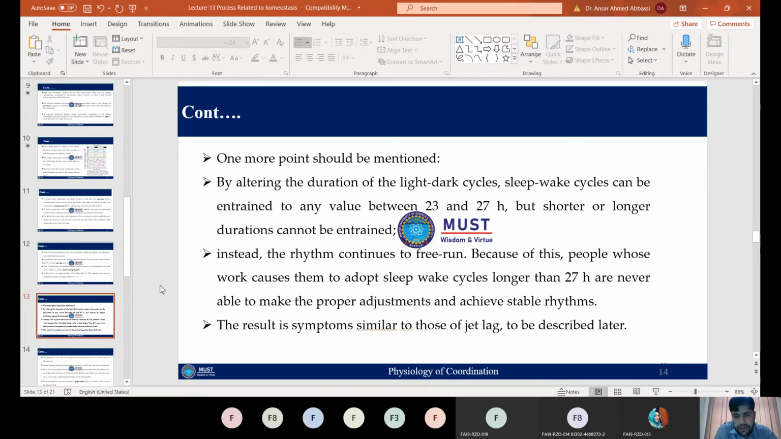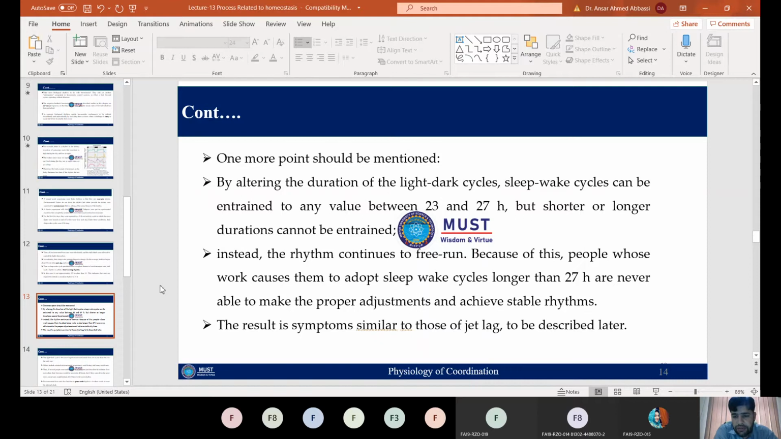So they will have certain symptoms similar to a specific condition called jet lag. Jet lag is a specific type of sleep disorder which can occur in the body due to the disturbance of the biological rhythm.